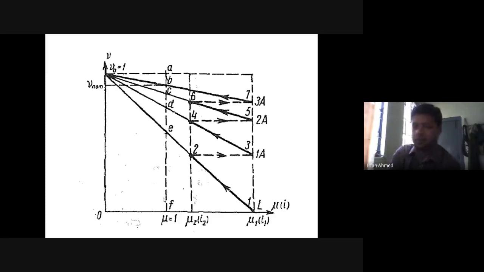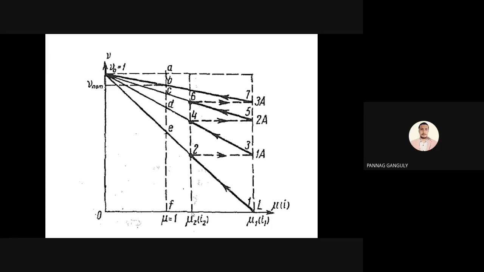An agreeable compromise is to have mu2 about 10 to 20% greater than mu. How much is this? If this is 1, and this is 2 to 2.5, so this can be at 1.1 or 1.2. Is this clear? Sir, how will we calculate the specific value of mu2?